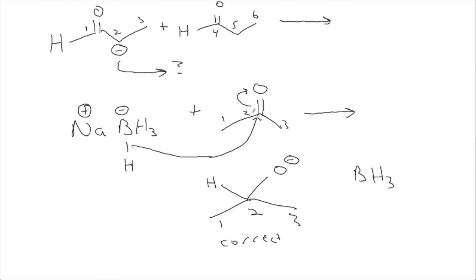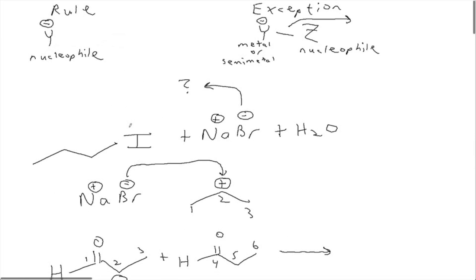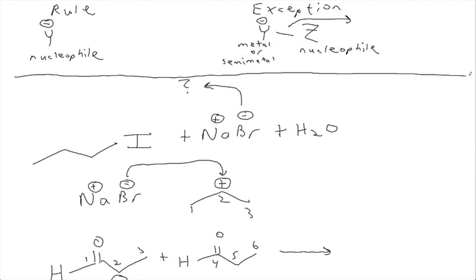Can you find boron in your periodic table? Notice that it's above aluminum, I believe. So boron is classified as a semi-metal. It's towards the left. Okay, so here's our exception to the rule. When the negative charge is on a metal or a semi-metal, it's the attached atom that's the nucleophile.